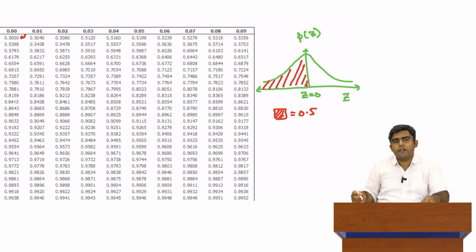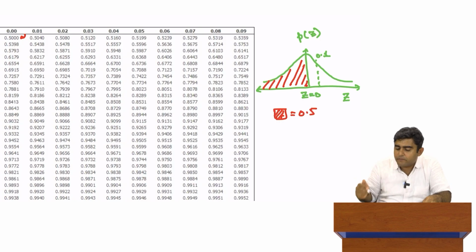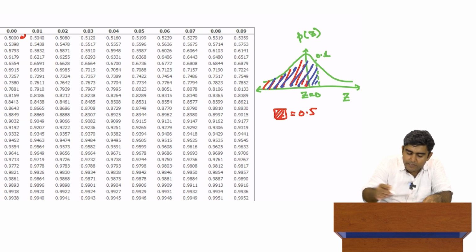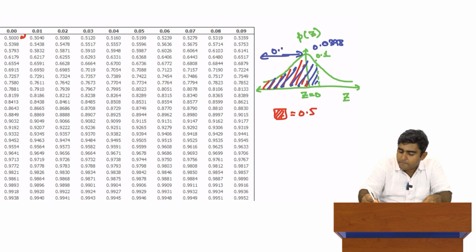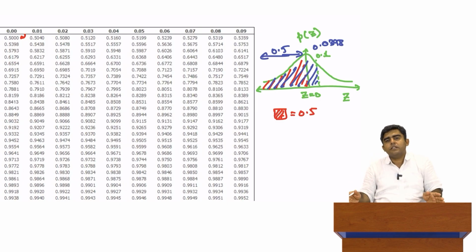And this area is equal to 0.5 for the first entry. Now, if for example I go to z equal to 0.1, if z equal to 0 is here, z equal to 0.1 would be on the right side of z equal to 0. And if I now draw this particular area in blue, this area is 0.5398. That is, away from the mean, I have added another 0.0398 to the area on the left side. So it becomes 0.5, which was already around the center, plus 0.0398.